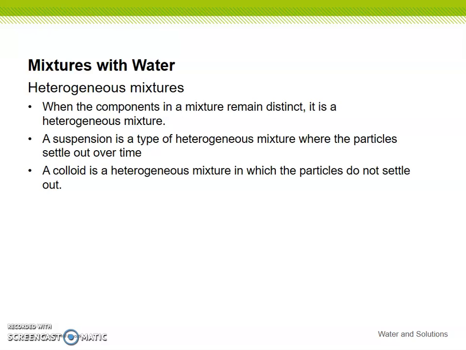Heterogeneous mixtures. When the components in a mixture remain distinct, it is a heterogeneous mixture. A suspension is a type of heterogeneous mixture where the particles settle out over time. A colloid is a heterogeneous mixture that does not settle out. So this would be like a bottle of glue. A colloid, the particles don't settle out. Doesn't matter how long I let this bottle of Elmer's glue sit on my desk, it's never going to settle out.